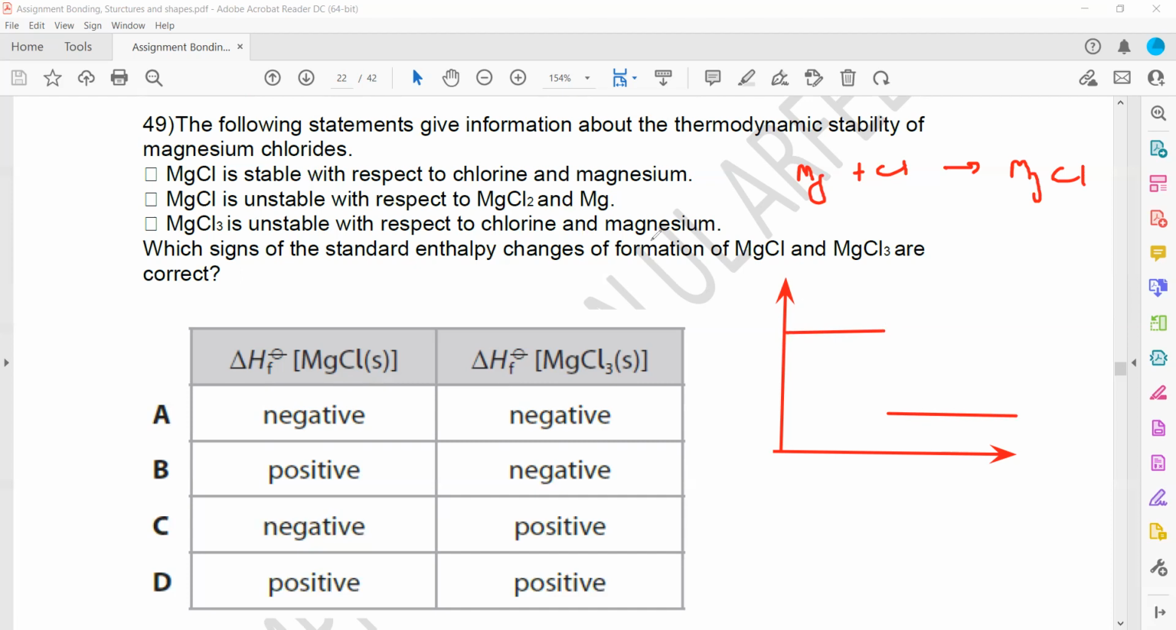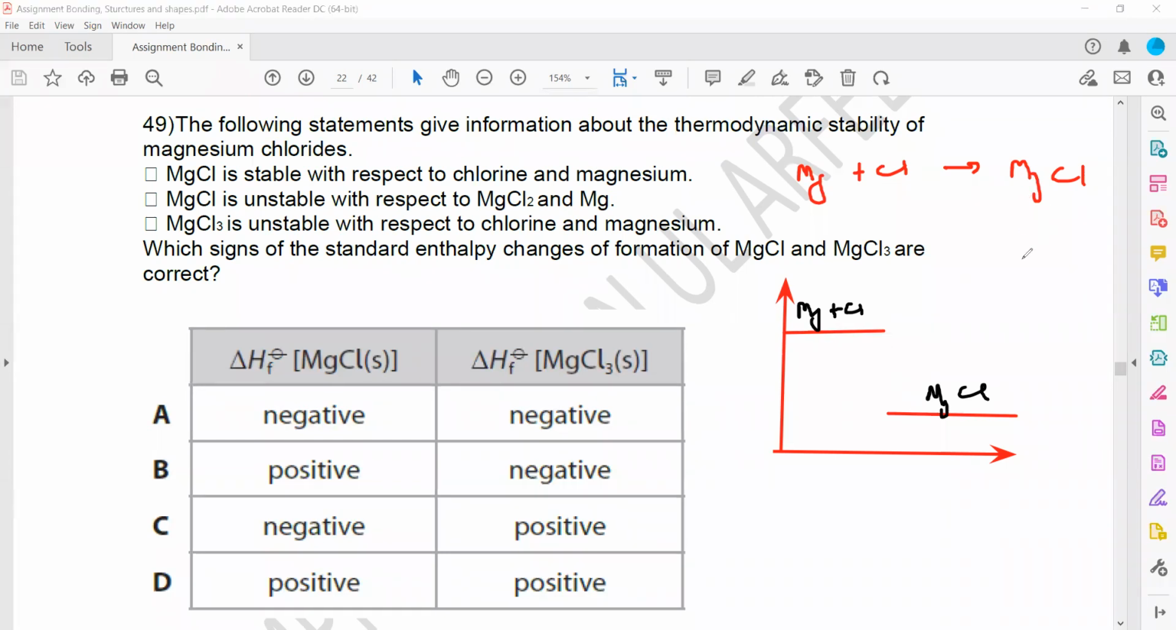So if we have magnesium plus chlorine gives magnesium chloride. Which kind of energy diagram is this? Endothermic or exothermic? What kind of energy diagram is this? Reactants have high energy and the product is having low energy. Which energy diagram is this? Exo. So that's right, it is exothermic.